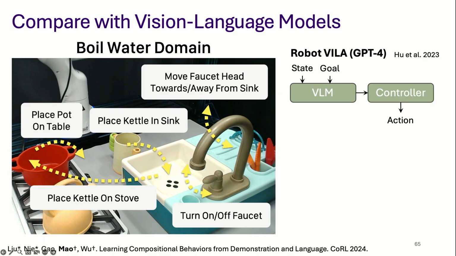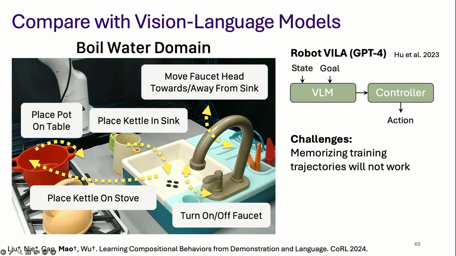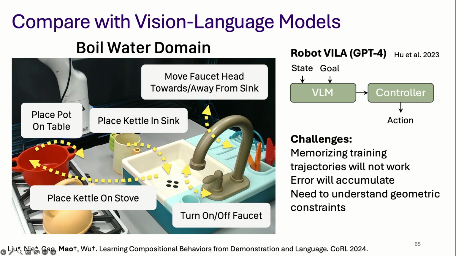One state-of-the-art approach to accomplish this kind of thing is to do it in two stages. We give the current image observation and the language goal to a vision language model, such as GPT-4o or GPT-4v, and then it outputs some language commands, which are executed by a language-conditioned robot policy. For the vision language model, the challenges are, first of all, if you're directly memorizing training trajectories, this will not work because you will be facing novel situations you have never seen before. Also, the error will accumulate because this requires tens of steps to accomplish the final task. And this also requires you to reason about and understand geometric constraints, such as some objects blocking your way on the stove.